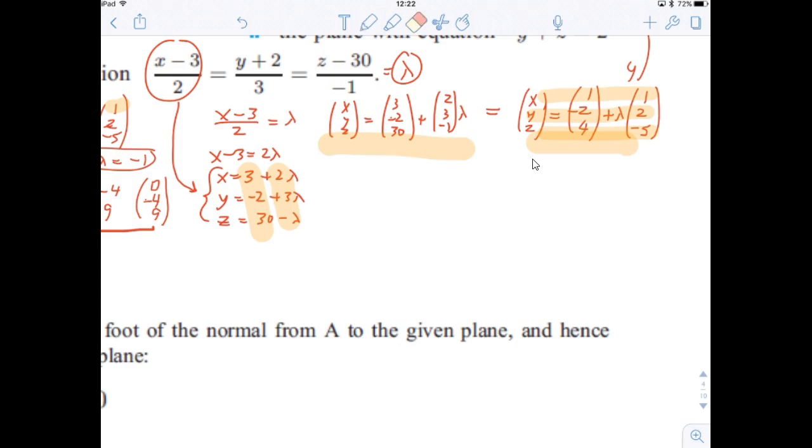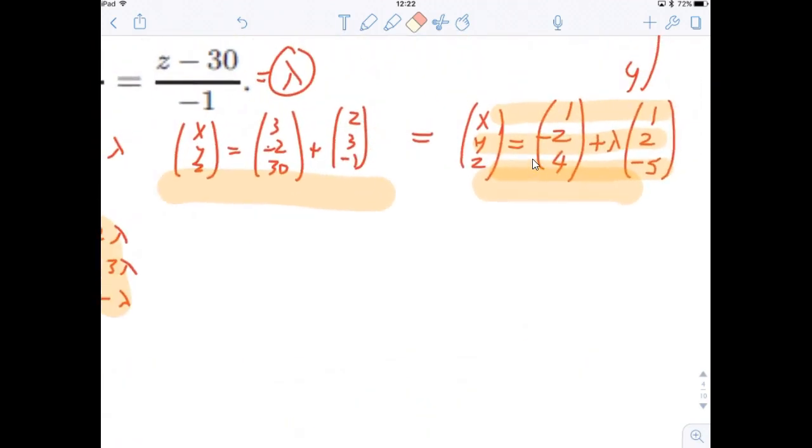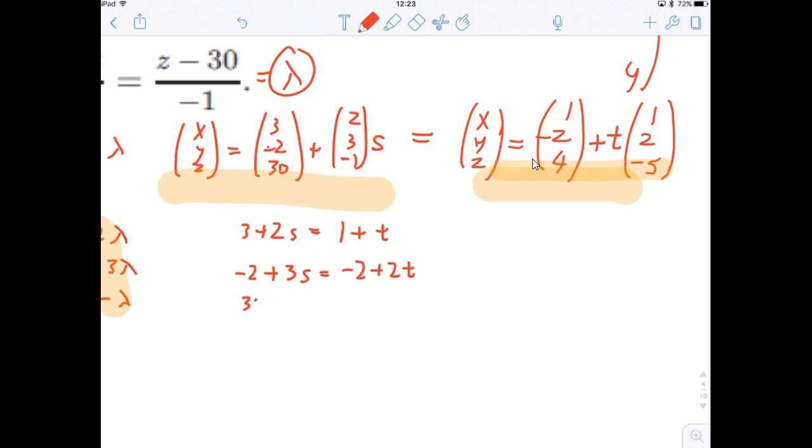One thing I do need to adjust is they can't both be lambda, right? Because we don't know if these lambdas are the same. So what we're going to do is make one of them into S, and we'll make the other one into T. And now we're fine. Okay, so 3 plus 2S equals 1 plus T. Another equation would be -2 plus 3S equals -2 plus 2T. And finally, we have 30 minus S equals 4 minus 5T.